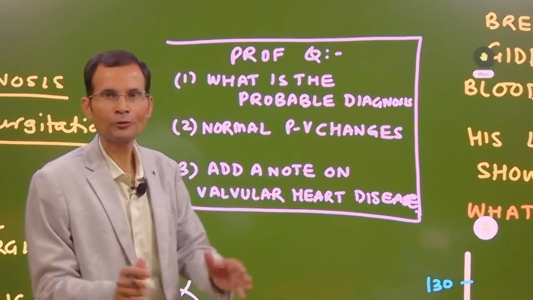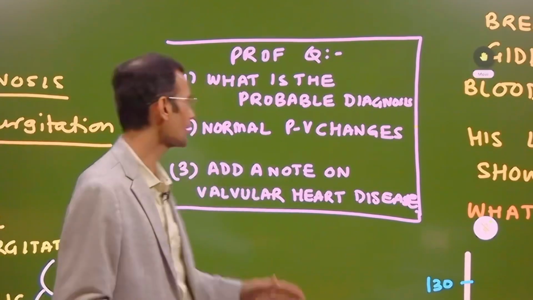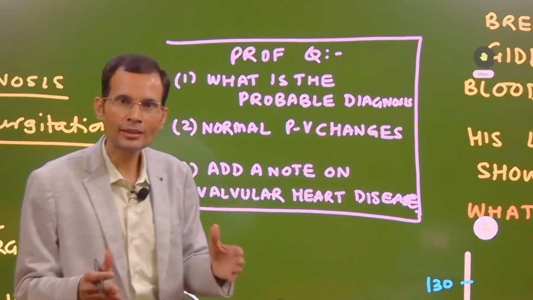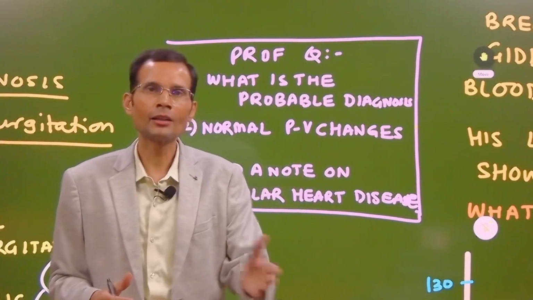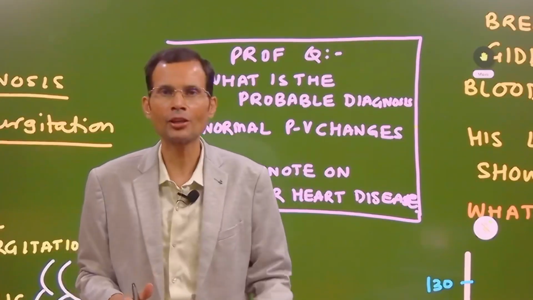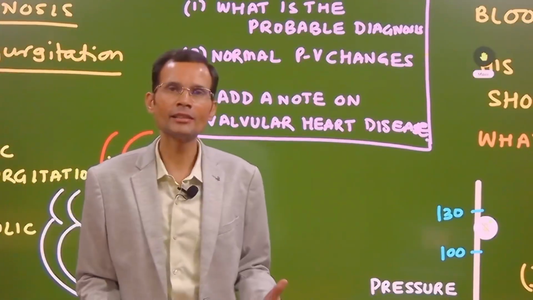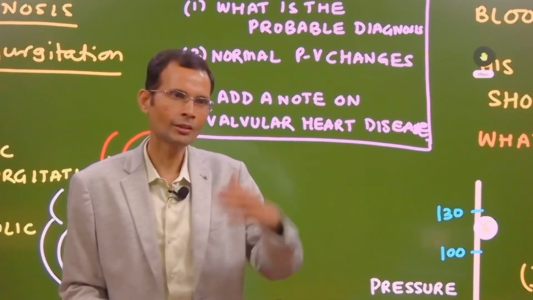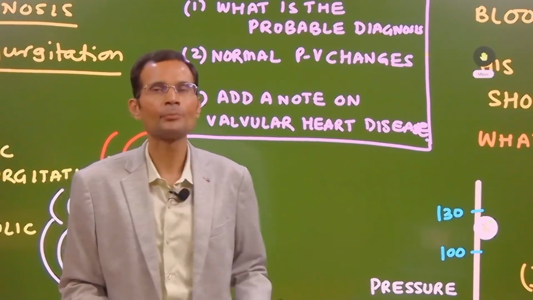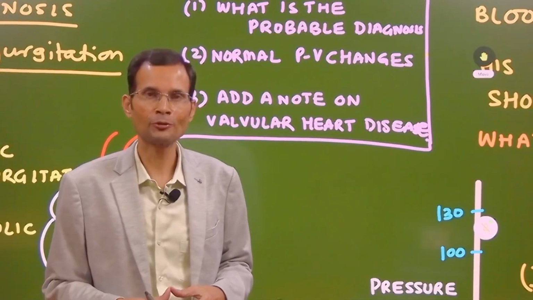So if you are a first prof student, just again, what is the probable diagnosis? It was aortic regurgitation, normal pressure volume changes. You can write cardiac cycle, left ventricular pressure volume changes, and even atrial pressure changes. And add a note on valvular heart disease, stenosis, regurgitation in quick 3-4 lines. And that will be good enough or even more than enough for your first prof exam.